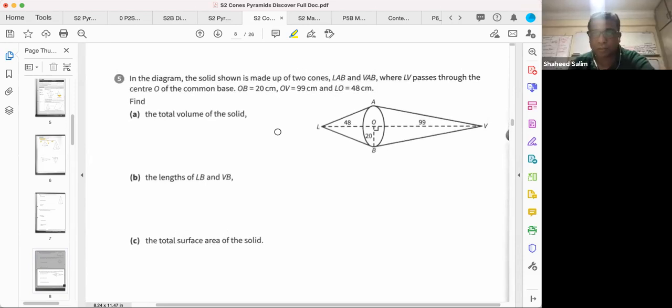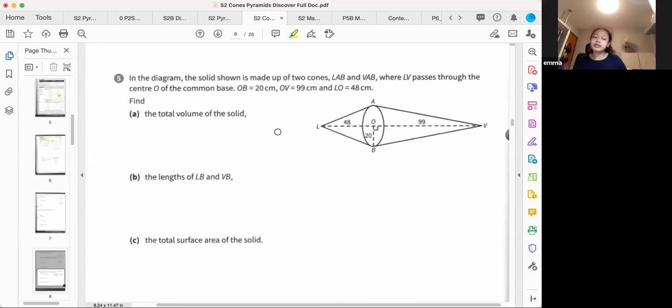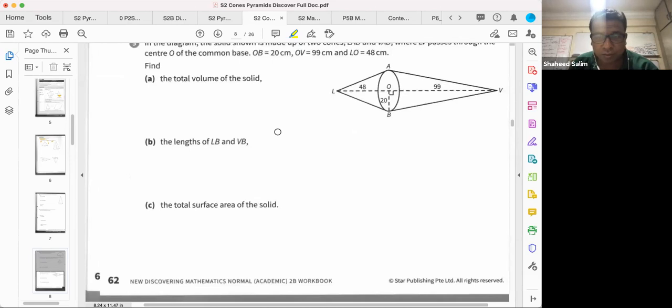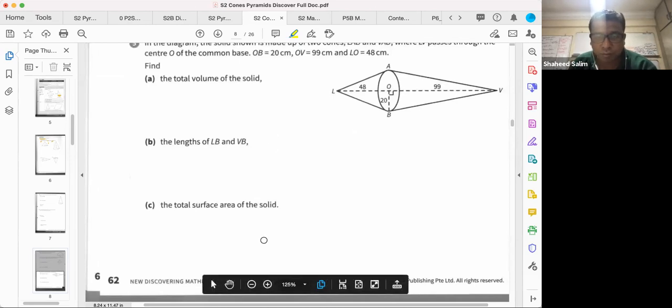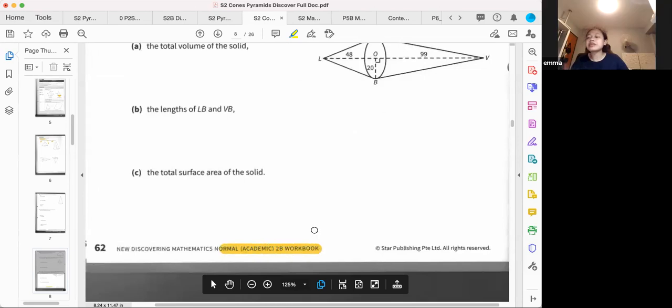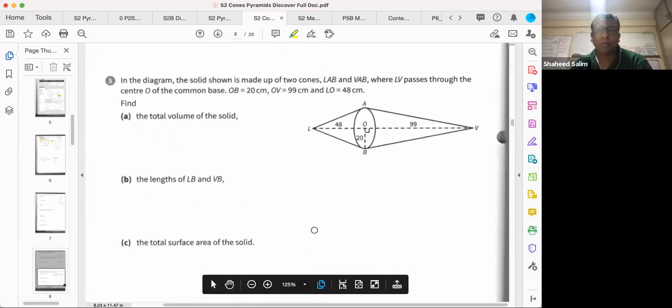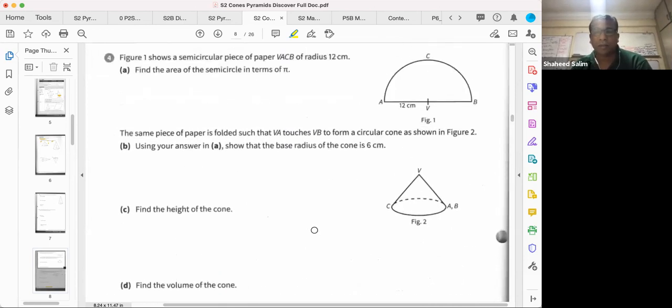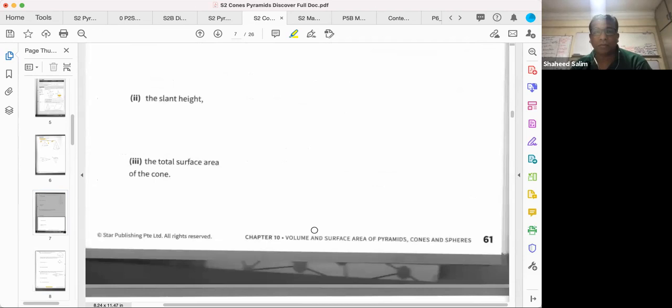Maybe this is from the Express. I'm not too sure whether it's on the Express. Do you have this diagram there? No, it's not there. There's normal academic. Can you see? No, we don't have a workbook. We only have textbook. Oh, okay. In that case, let's try. I'm just worried that you have done all of this.